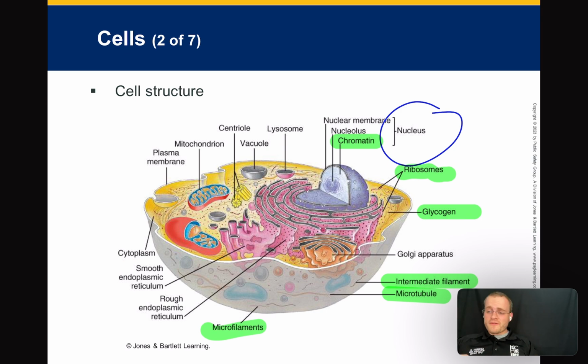Now the rough endoplasmic reticulum has these little ribosomes, these little protein guys stuck to it. Okay, so the RER, the rough endoplasmic reticulum, has protein stuck to it. Basically its job is to hold on to proteins and kind of do stuff with them. Okay, I don't want to get into a lot of detail on these.